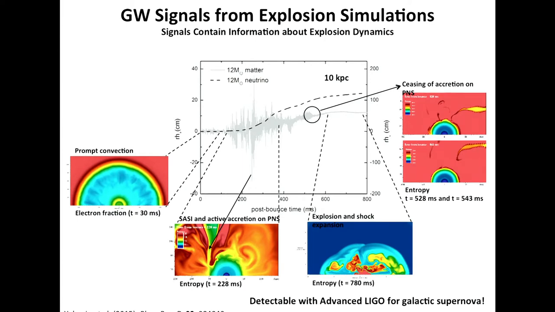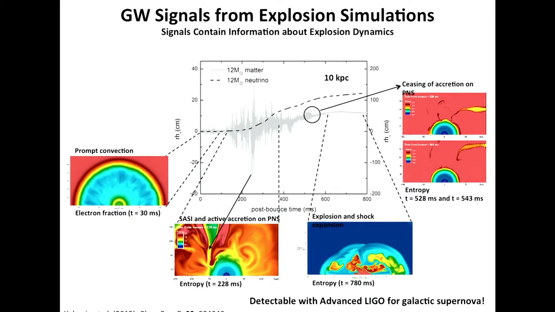And then as the explosion sets in, there is an offset, a tail, which is due to asymmetry in the mass distribution. And then as the explosion is really going and these downflows onto the proto-neutron star cease, this stochastic nature of the signal disappears, and you have this smooth curve. So one can see responses to supernova dynamics in the gravitational wave signal, and that's interesting.